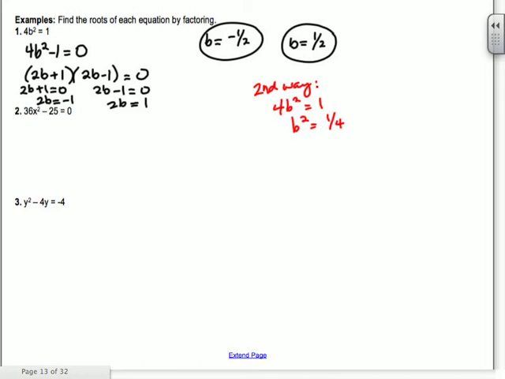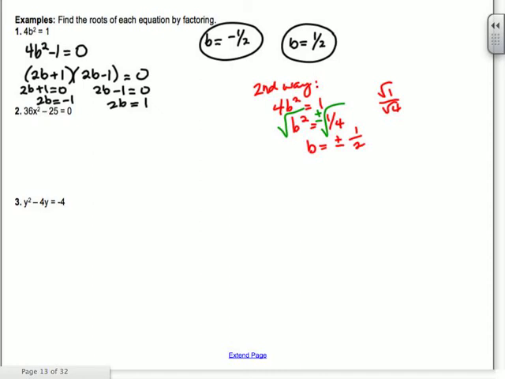How do I get rid of my b squared? How do I solve for b? Square root, right? And whenever you take the square root, you write plus or minus. So you get b equals plus or minus square root of the top and square root of the bottom. So square root of 1 over the square root of 4 is 1 over 2. Okay? So that's another way you could have gotten the same answer.